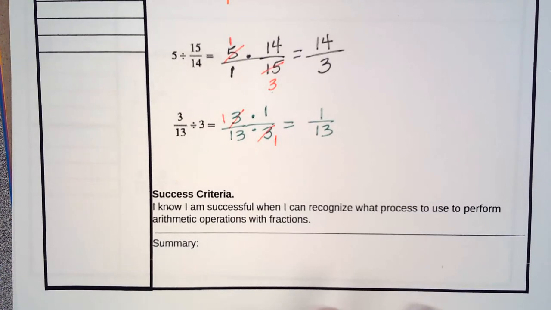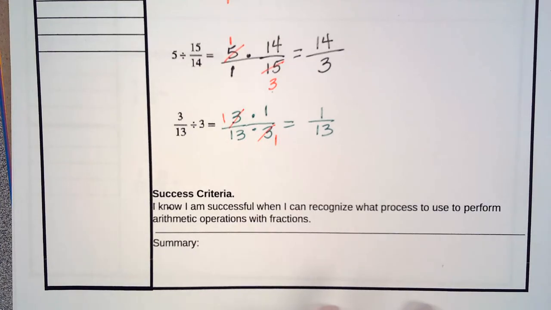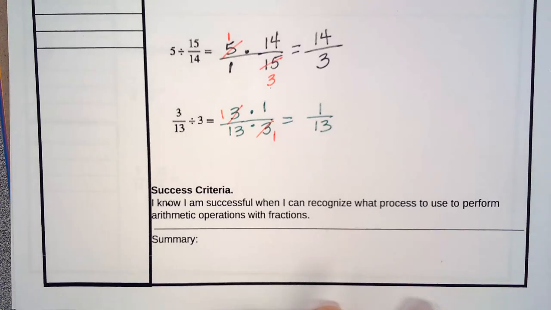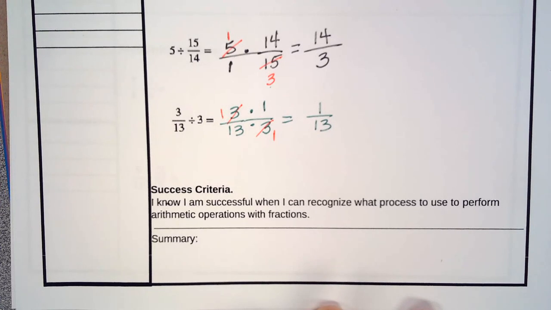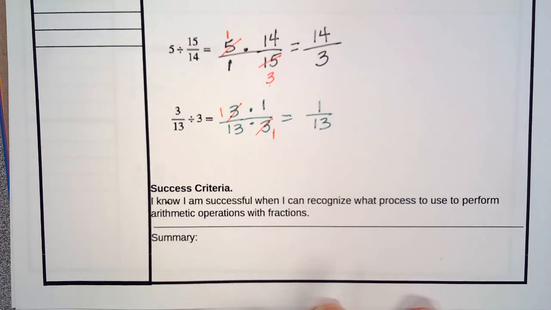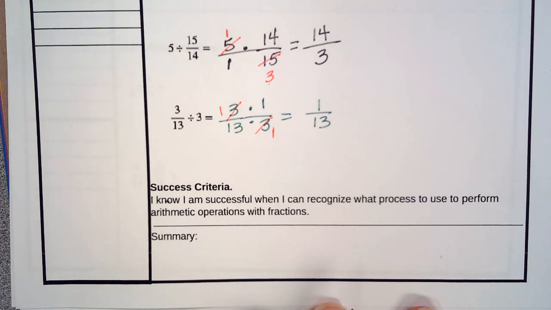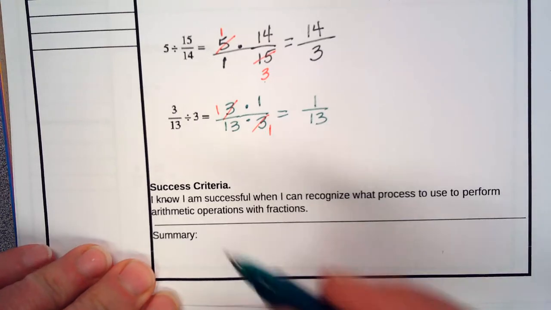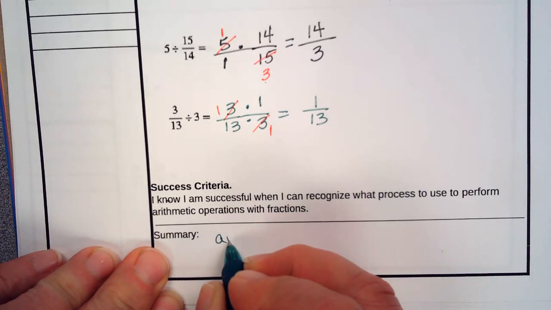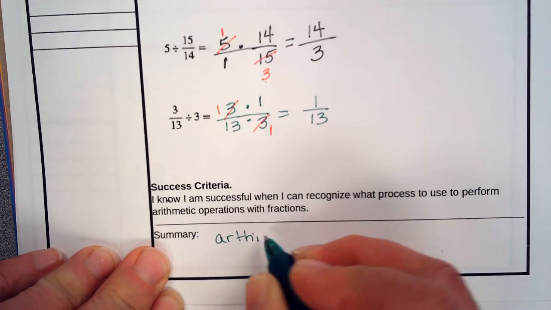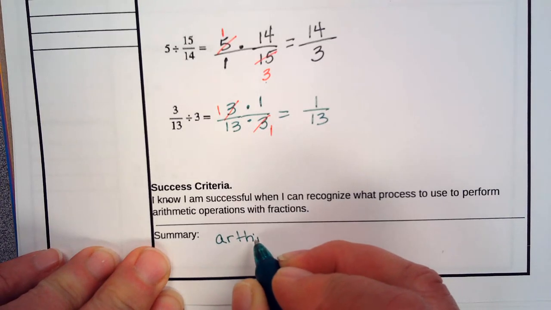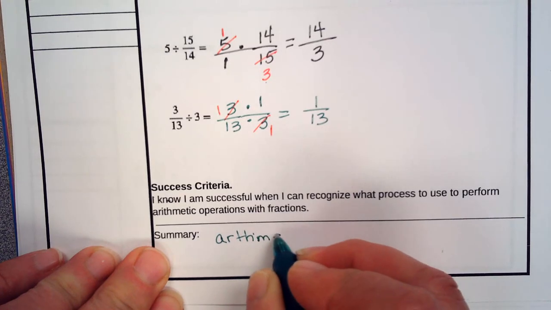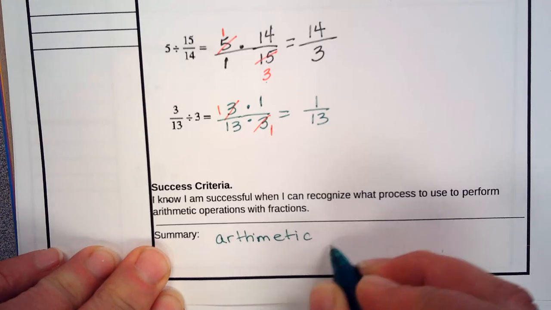So you know you're successful when you can recognize what process to use to perform arithmetic operations on fractions. Arithmetic operations are add, subtract, multiply, and divide. And this is arithmetic with fractions.